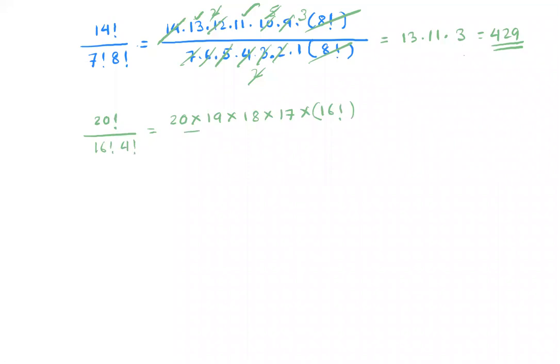All of it divided by 16 factorial. So keep in mind, whatever is the highest factorial in the bottom, that's how far you want to go. And then the other one, you just have to simplify.